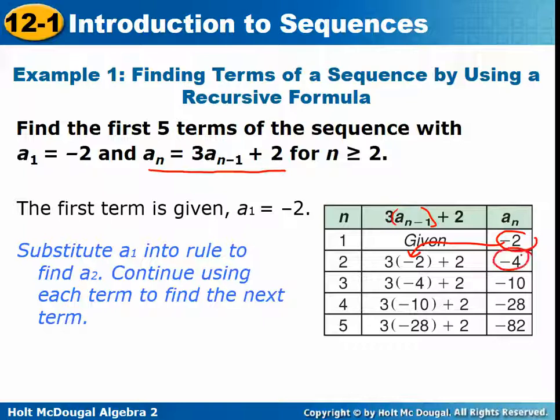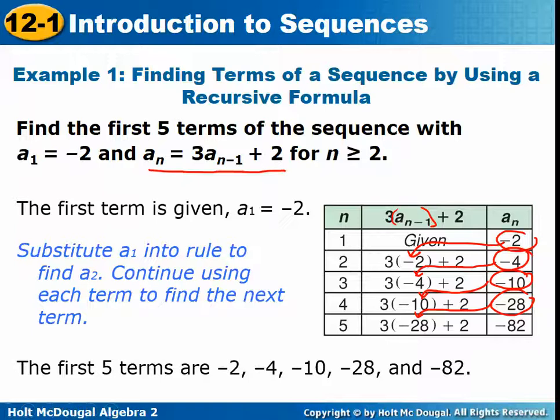Now we use this value for a sub n minus 1, and we take 3 times -4 is -12, plus 2 is -10. And then we take this value and plug it in. So we keep doing that. That's what recursive means, that we use the previous term over and over and over again to generate the values of the sequence. So our first 5 terms are -2, -4, -10, -28, and -82.